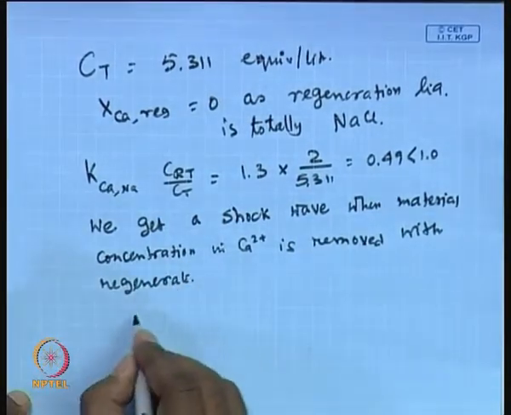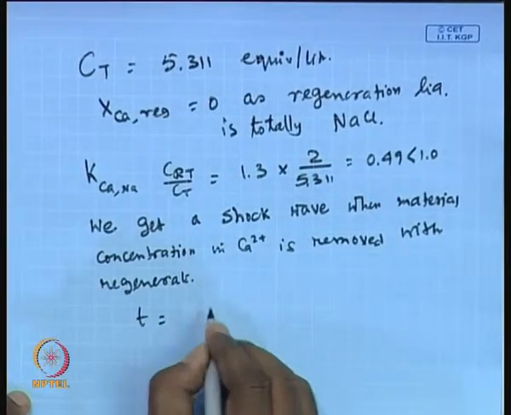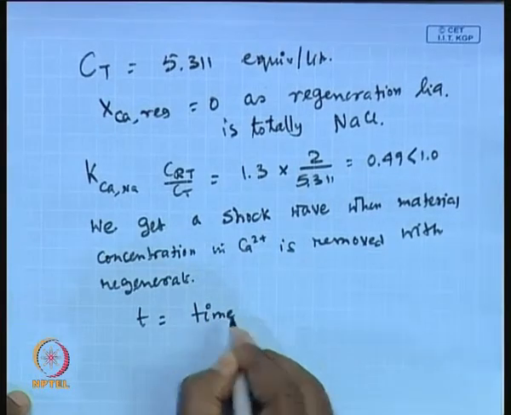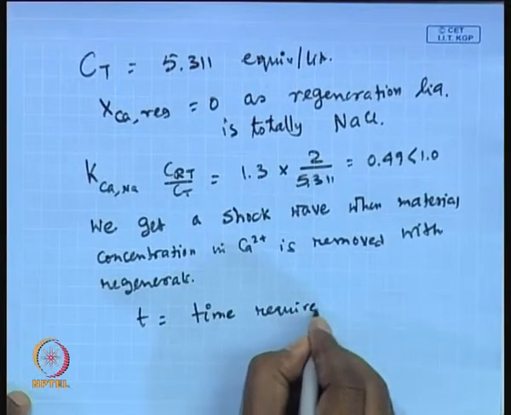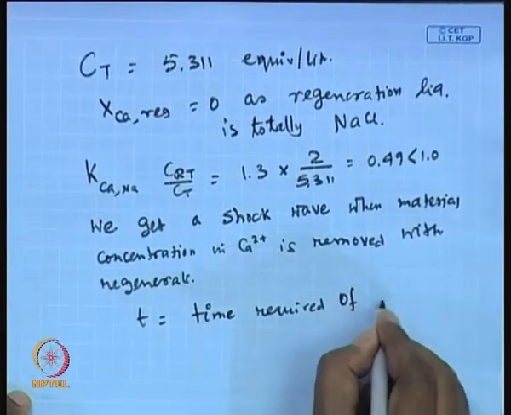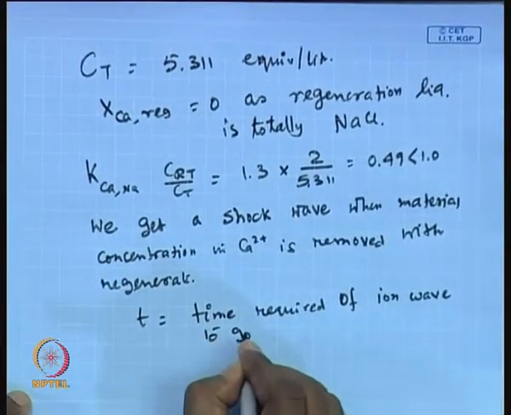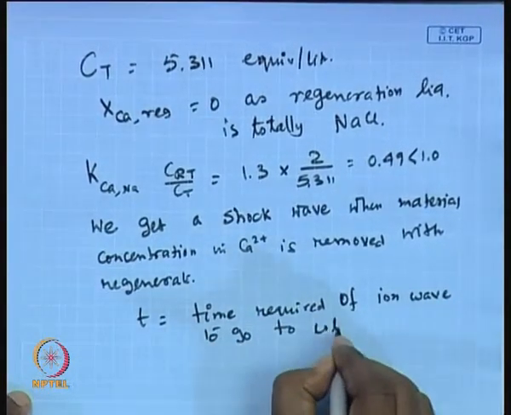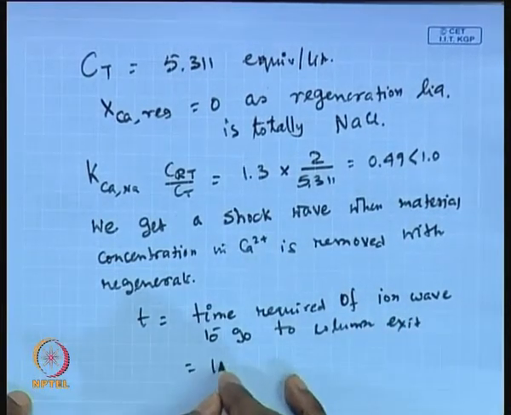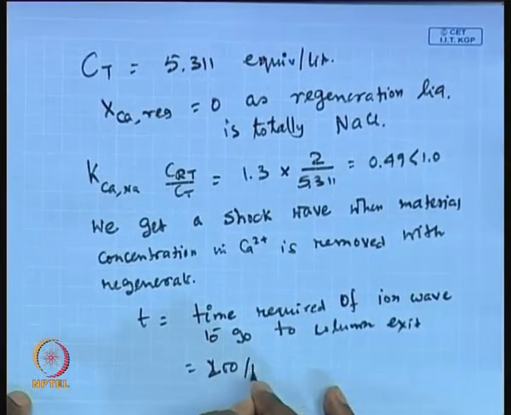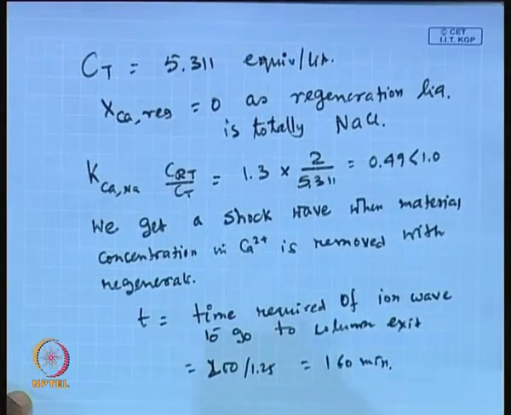The time required for the ion wave to go to the column exit can be calculated. The time to go to the column exit is 200 divided by 1.25, that is around 160 minutes. Okay.